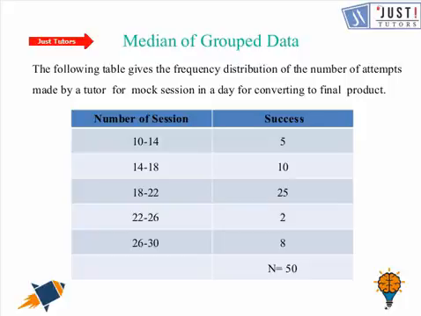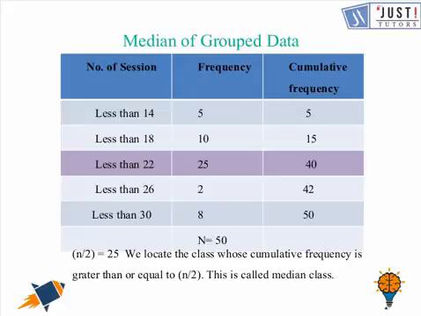The following table gives the frequency distribution of the number of attempts made by a tutor for mock sessions in a day for converting to final products. If the number of occurrences of the session has been grouped in different classes, which can be seen here, then it is difficult to look at the frequency straight away and get to the median. Hence, in such cases, we need to have a table of cumulative frequency as well.